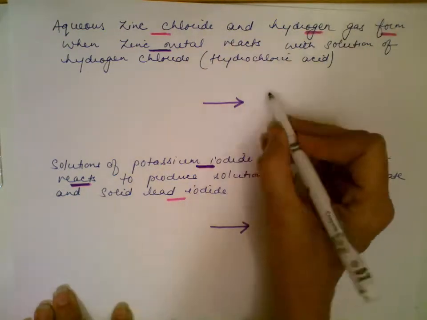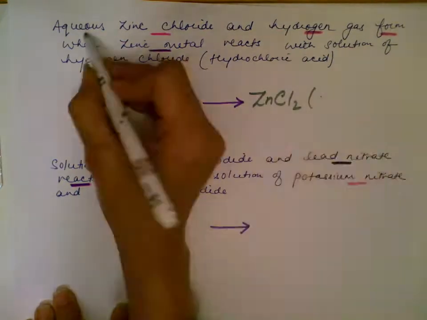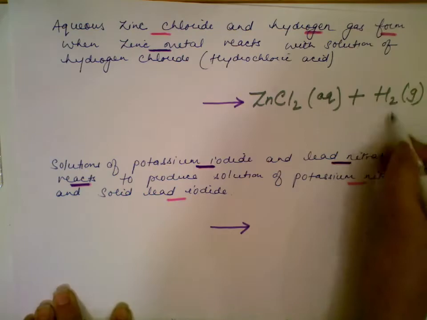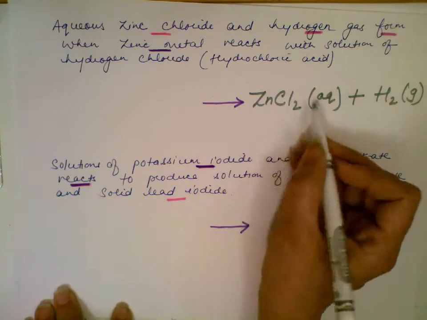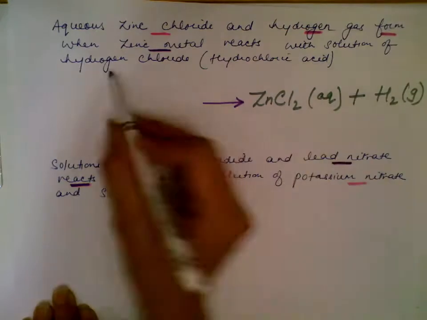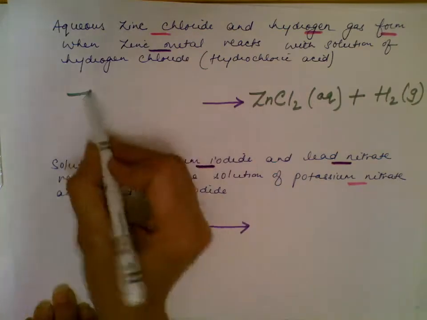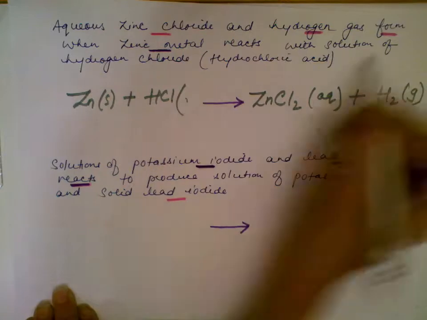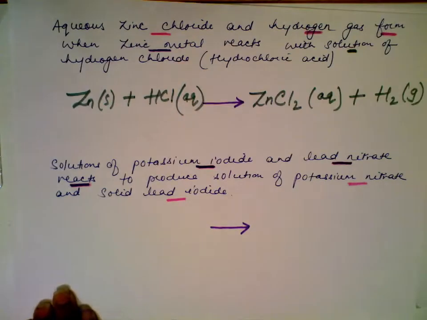So zinc chloride, yes, you do have to have prior knowledge of writing formulas, guys. It says aqueous, so I'm going to write AQ, and it says hydrogen gas. So hydrogen is a diatomic molecule, you write 2 at the bottom. The formula is Zn2+ and Cl-, you crisscross, that is how you get ZnCl2. What is reacting with the solution of hydrogen chloride is zinc metal, meaning it is solid since it says metal, and hydrogen chloride or hydrochloric acid, since it says solution, you're going to write AQ again. That is the chemical equation.